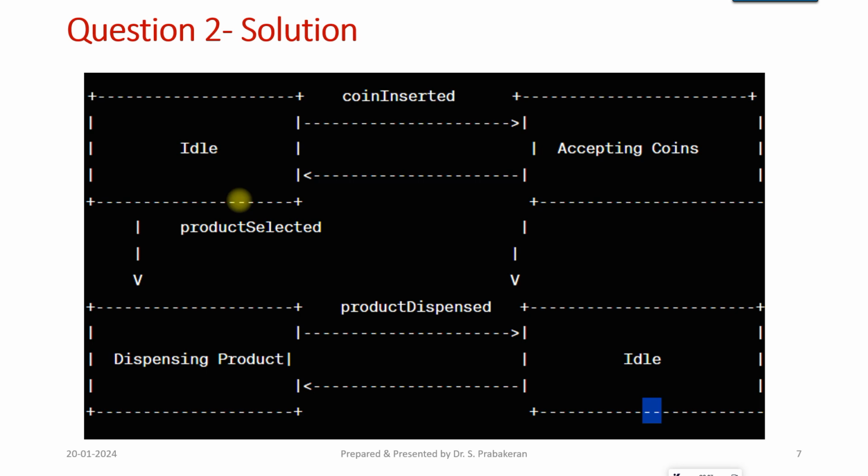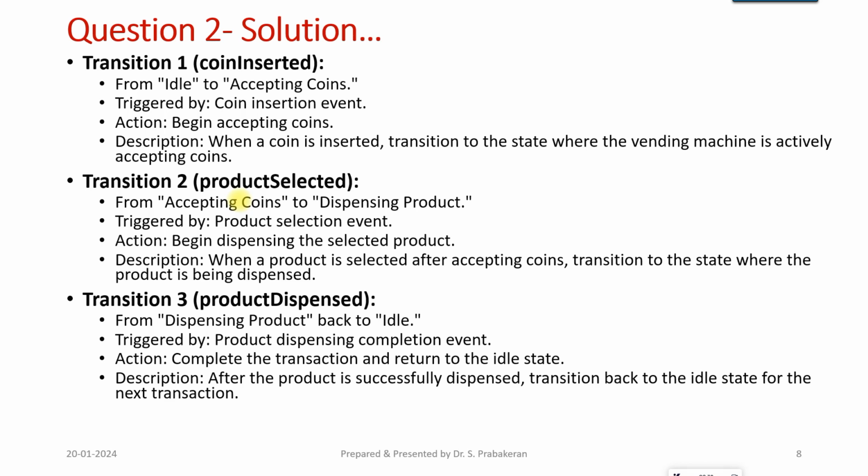So a quick recap, summing up the states. What are those states here? Idle is one state, accepting coin is another state, and dispensing product is another state. Now next, transitions. What are the transitions here? The first transition is coin inserted, that's what I explained, along with the actions involved. The next transition is the product selected, and the third transition is the product dispensed.